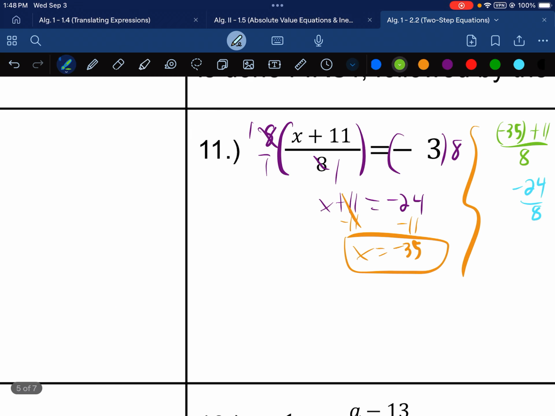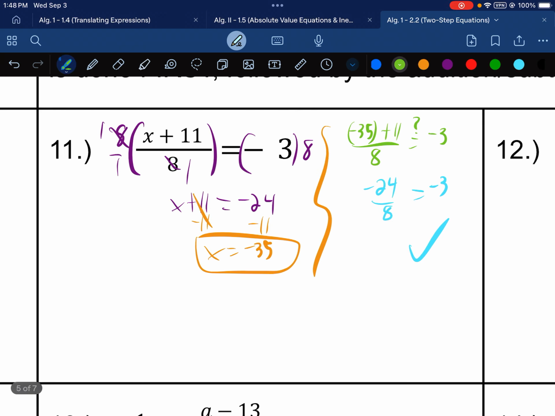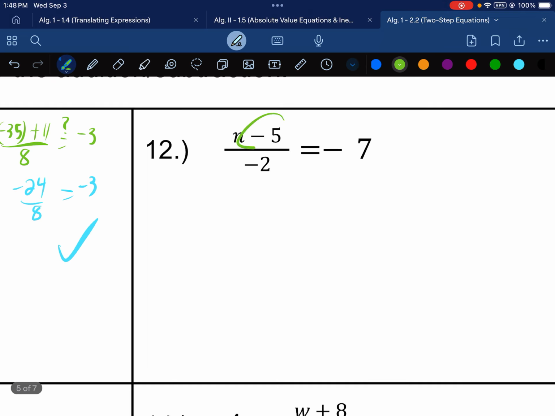So rather than doing all that, we avoid it and say, let's just undo the fraction first, since the addition or subtraction, in this case addition, is part of the fraction.